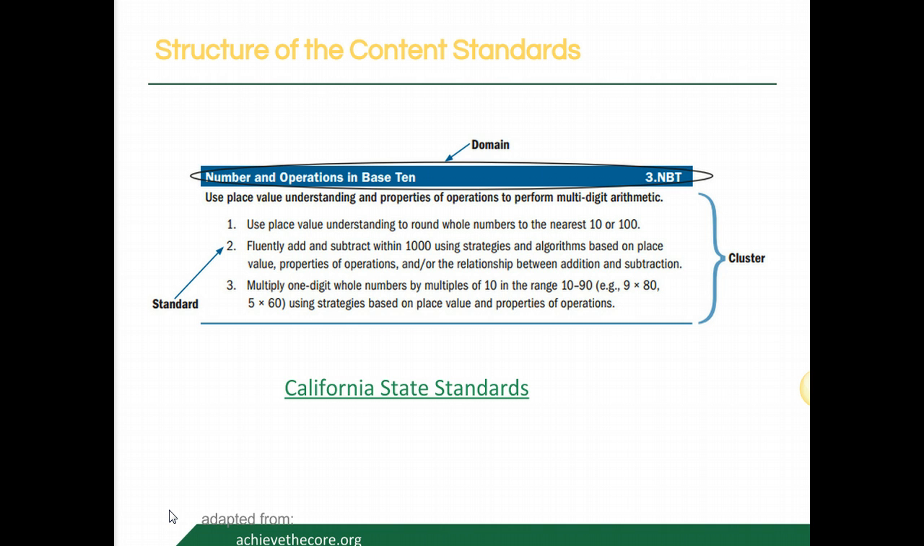Now, the content standards are arranged by domain and cluster. Domains are large groups of related standards. Domains change from grade to grade to reflect the changing focus of each grade. Clusters are bolded groups of related standards. Each domain has 1 to 4 clusters. Standards define what students should understand and be able to do, and they are numbered.